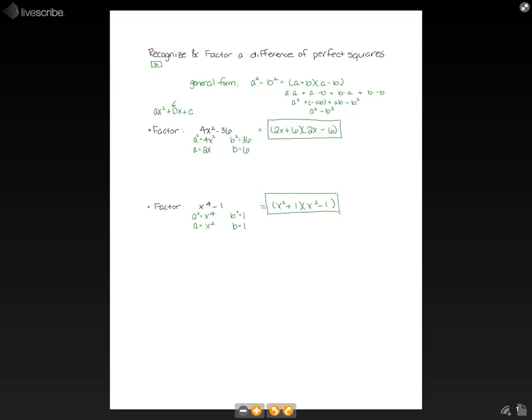So the thing to remember with this is just to look for the square root of the constants. And if those square roots give you a rational number and the exponents of your terms are even, then you can use perfect squares. If you have roots that give you non-rational numbers or odd exponents, you can't use the difference of perfect squares.